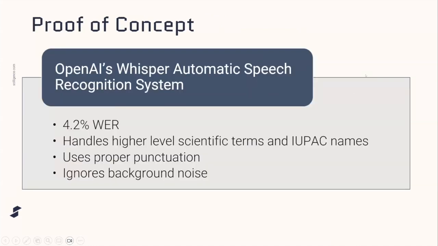So this is the actual model we're using. The automatic speech recognition system we implemented is OpenAI's Whisper. If you're up to date, I'm sure you've been hearing a lot about OpenAI with ChatGPT, DALL-E, and so forth. This model has a word error rate that's comparable to Google, AWS, and Microsoft. Those are all around 4.9 to 5, while Whisper has a 4.2% word error rate.